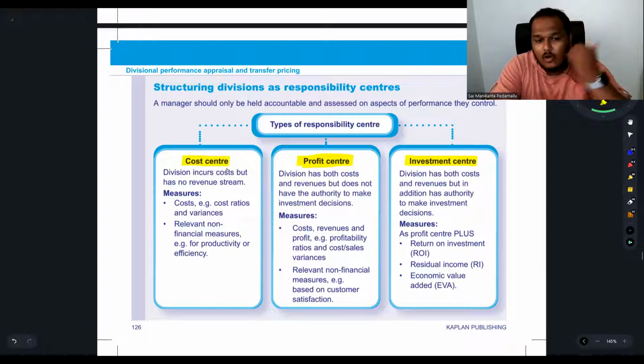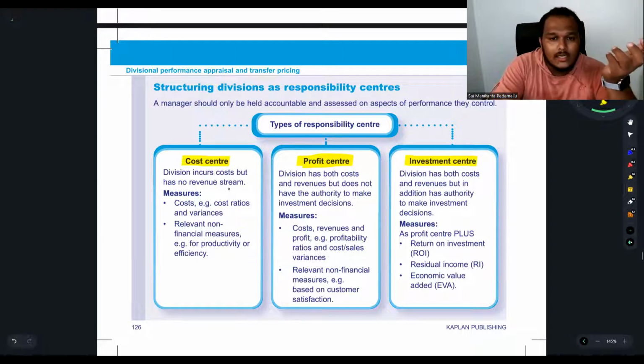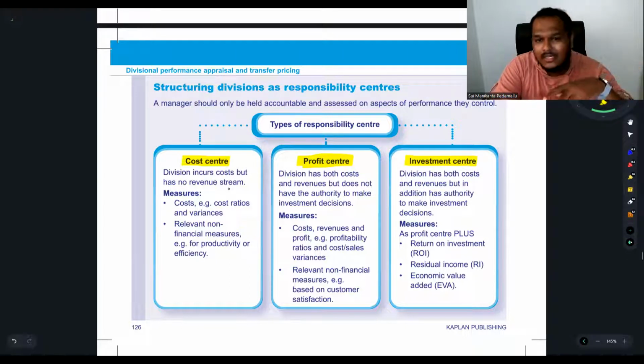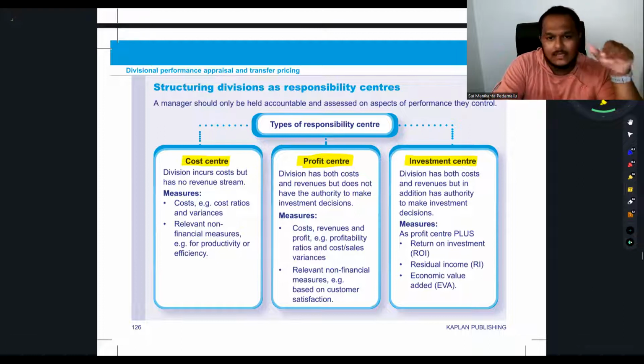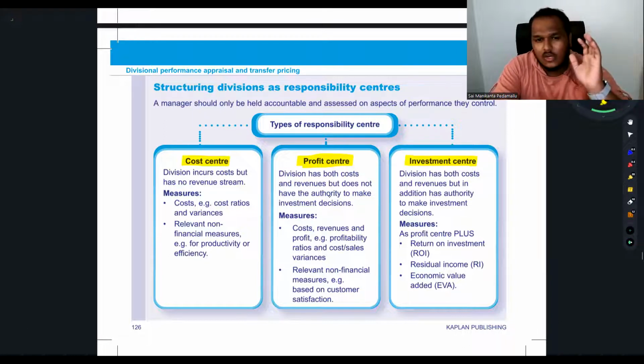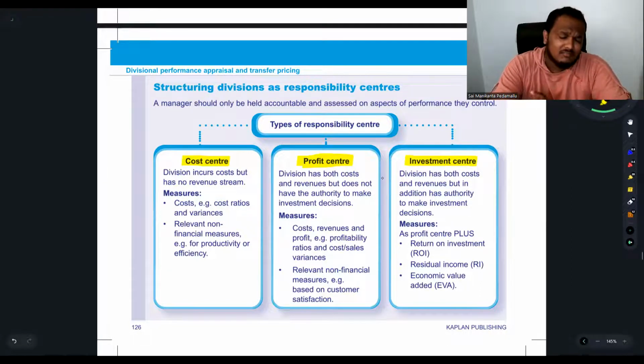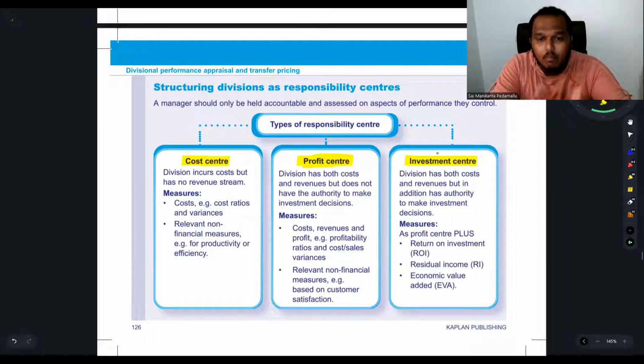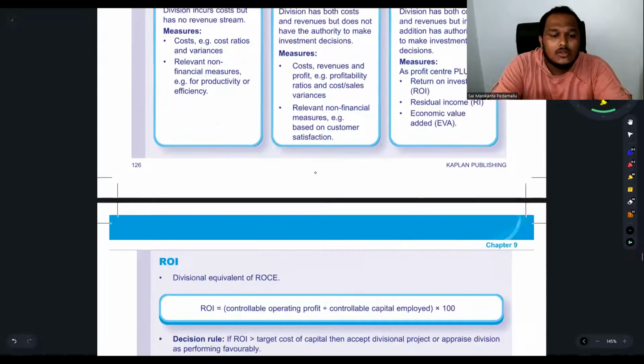So for a cost center, you can only calculate cost related ratios, increase in cost, decrease in cost, variance analysis, etc. For profit centers, you can also do profitability, ROCE, PBIT margin, gross profit margin, net profit margin, asset turnover ratio, etc. For an investment center, you can do NPV, IRR, discounted payback, ROI, RI, EVA, all that you can calculate, because there is money being put into that center.